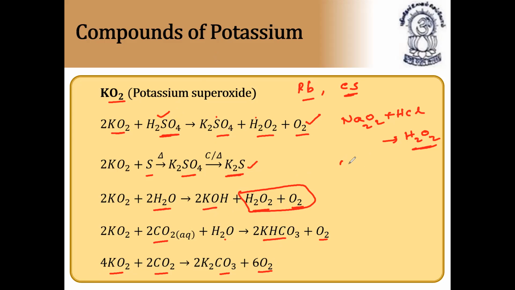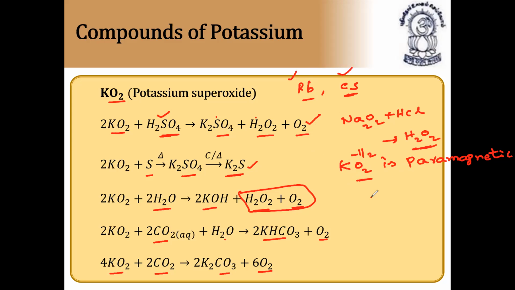And moreover, potassium superoxide is paramagnetic in nature. The oxidation state of oxygen is minus 1/2 in potassium superoxide. The same reactions rubidium and cesium also follow.